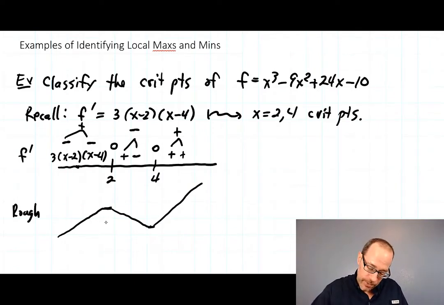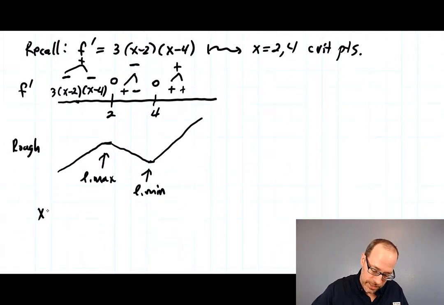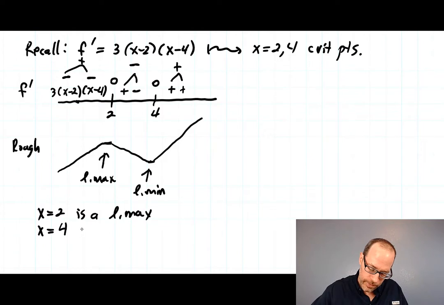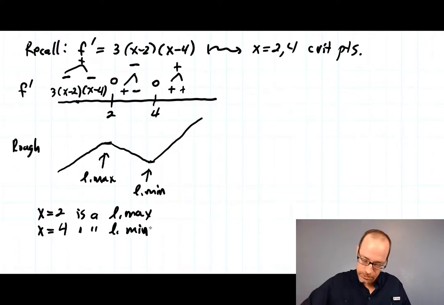So you can see right away that this is going to be a local max, and this one is going to be a local minimum. So, recording that, x equals 2 is a local max, and x equals 4 is a local minimum. So now we know the behavior of those critical points. Let's do another example.